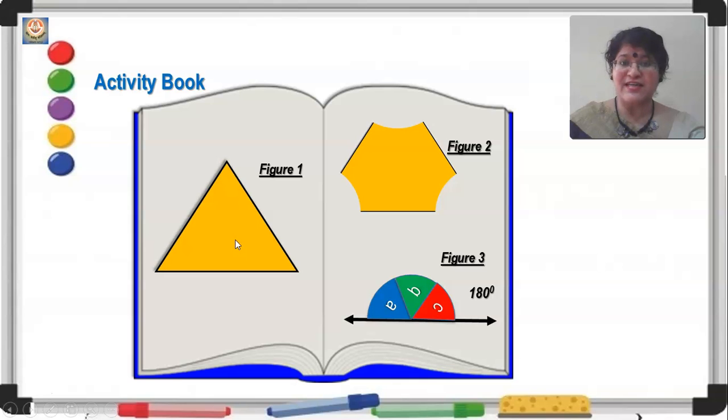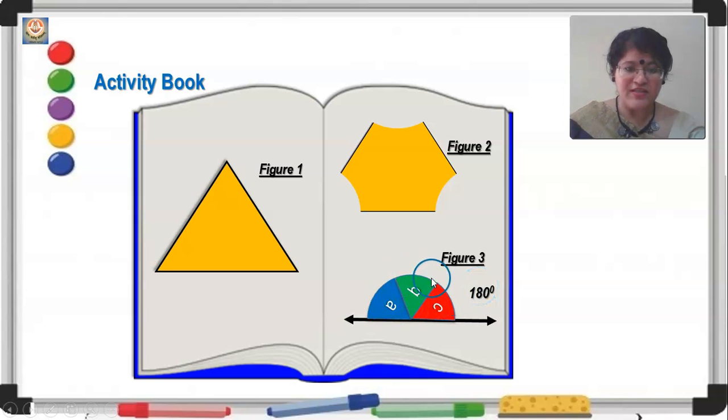The second triangle that you have drawn, you keep it aside, and on that you're going to draw 3 arcs. You're going to cut those arcs and keep that region aside. Whatever is the balance, you're going to stick here in your MathLab book. So this is figure number 2. And this is figure number 3.